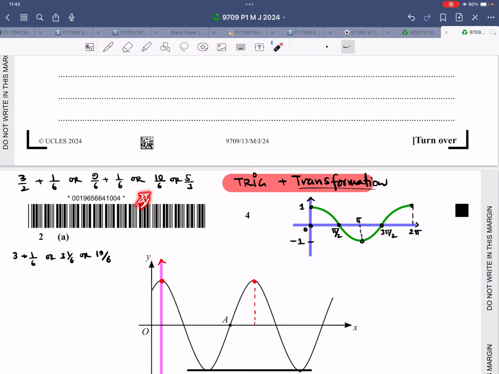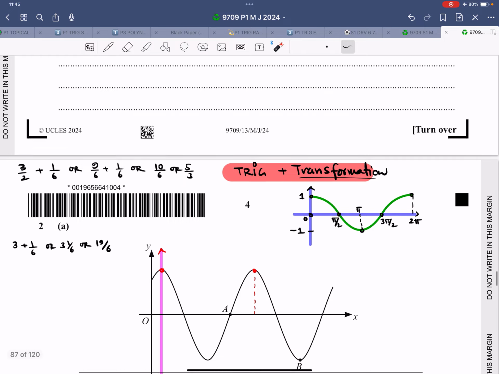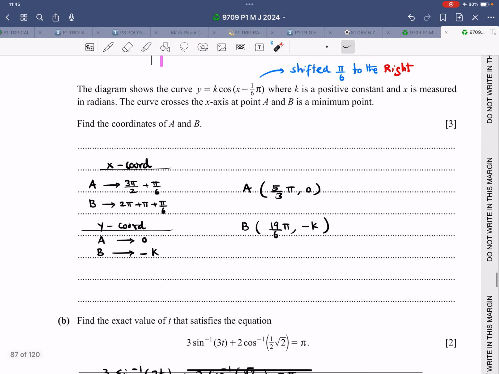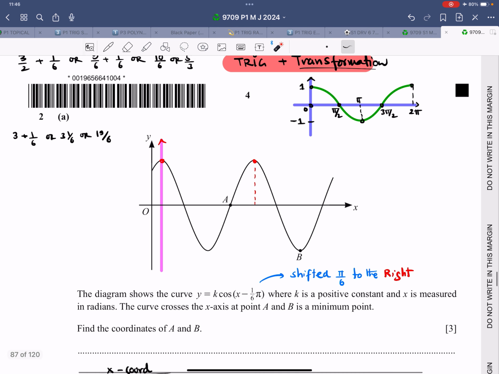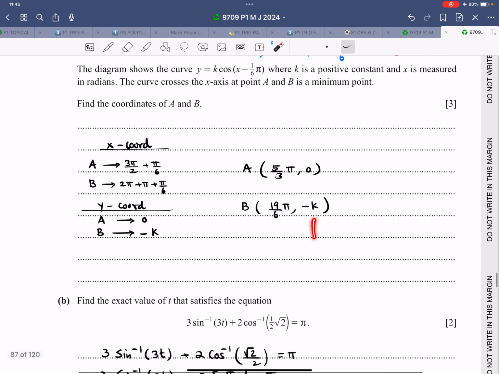Just take pi on the outside, ignore pi, just add the fractions. That's entirely up to you. And this negative k is over here. Why? Because it's not shifting up and down. So the maximum value is still k, the minimum value is negative k, and that's the answer.